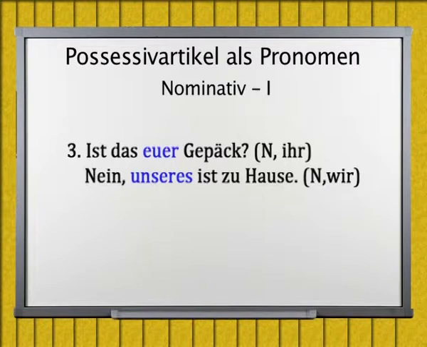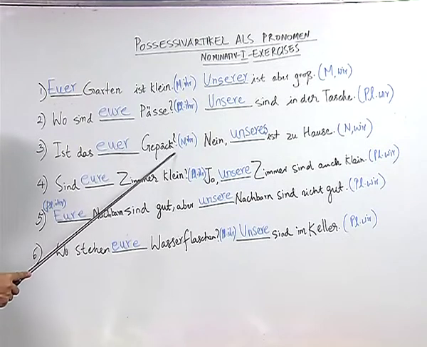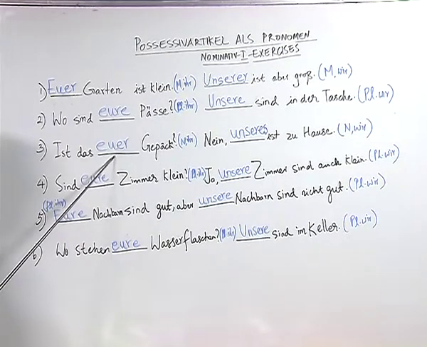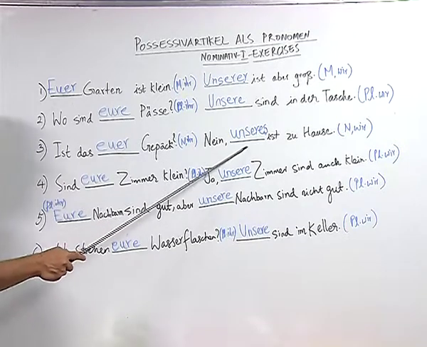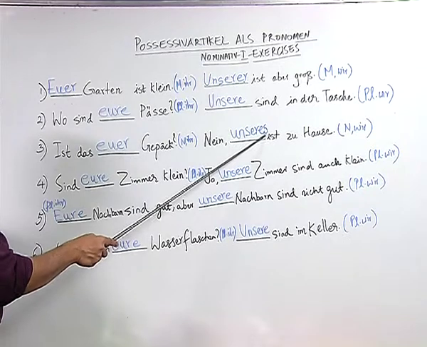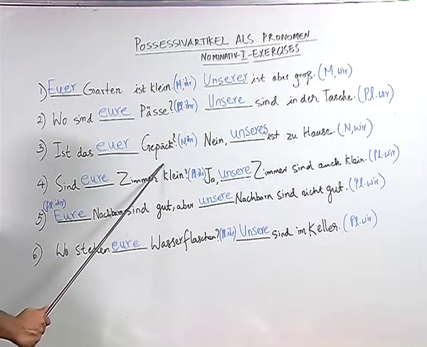Ist das euer Gepäck? Nein, unseres ist zu Hause. Here also the student correctly identified that the noun Gepäck belongs to the neutral gender category, and with the pronoun ihr we have the possessive article euer, and replacing these two the student wrote the correct possessive article pronoun which is unseres, as you can see from the ending es or as, which refers to the noun das Gepäck.